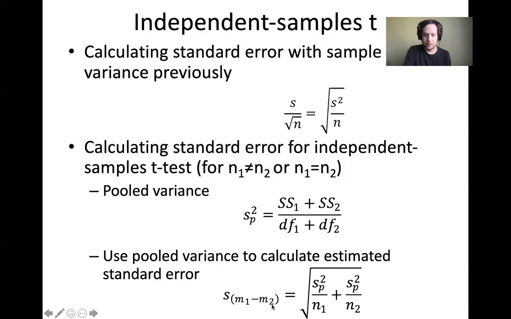We're trying to calculate the estimated standard error, and it's using the same structure: the variance divided by n. We're using the pooled variance divided by n, and we're doing it twice because we have two samples, and we're adding those two numbers together. And then we're taking the square root of that, just like we did up here. So this is structurally similar to this right here, but we're using pooled variance here, and we're adding these things together.